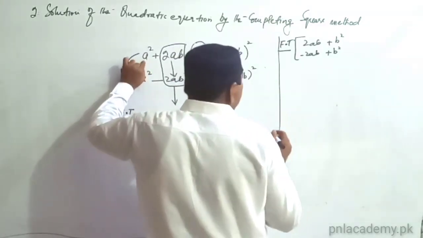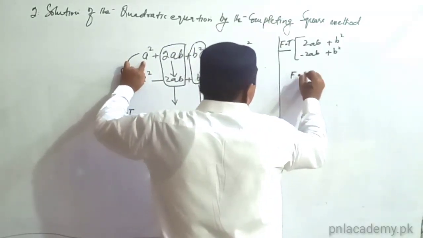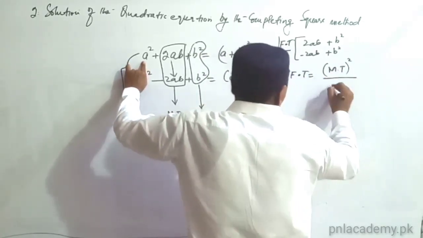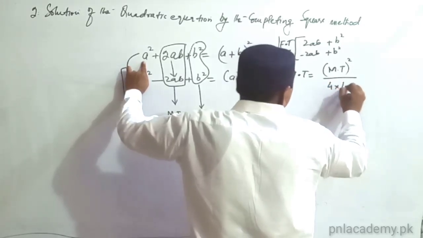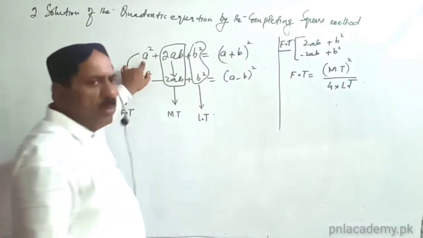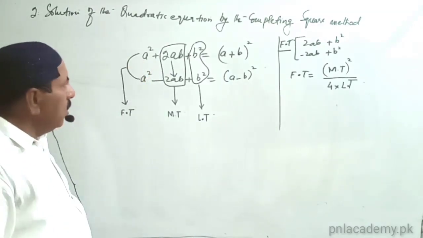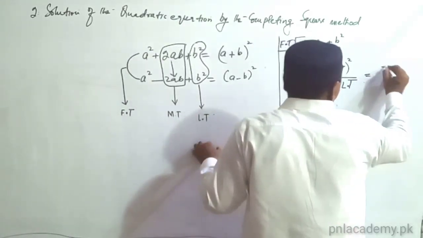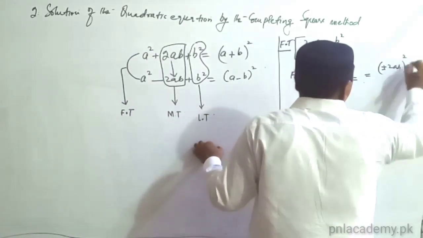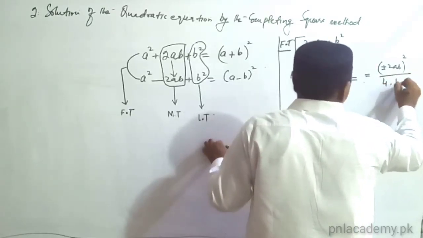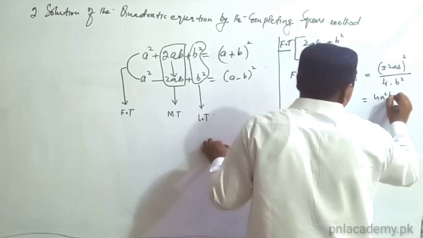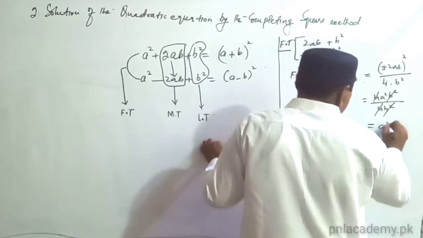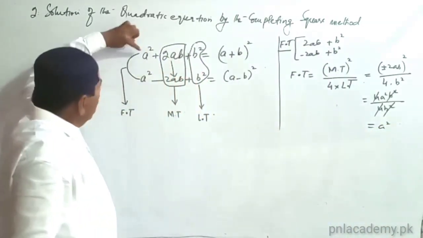So first term should be a square. First term is equal to middle term square upon 4 into last term. This is the formula. Middle term means plus minus 2ab whole square upon 4 into last term, which is b square. This will be 4a square b square upon 4b square. b square, b square, 4 cancel, which is equal to a square. So a square is the first term.